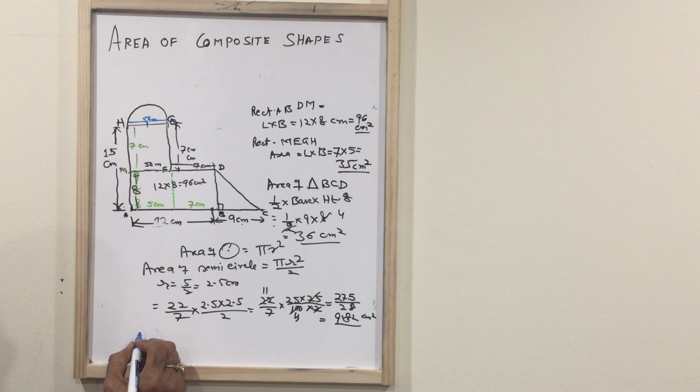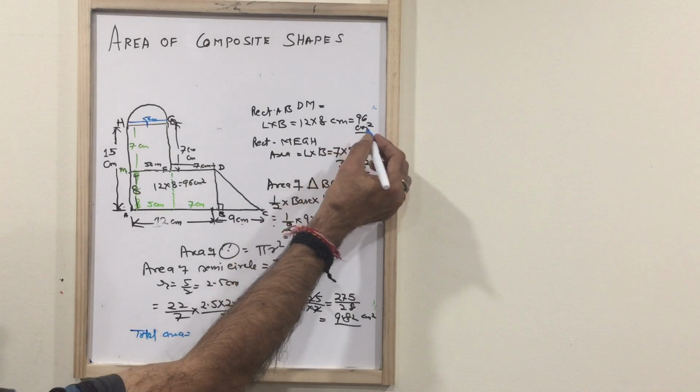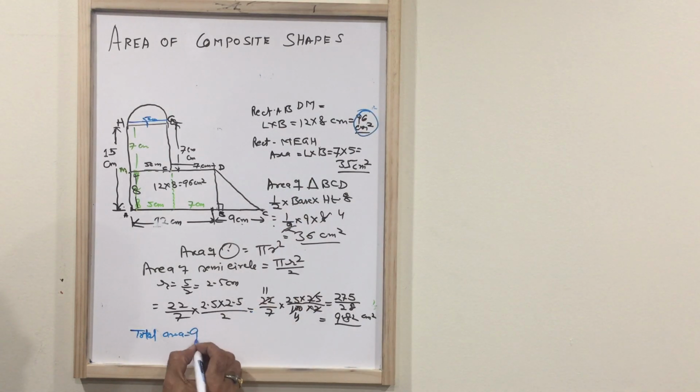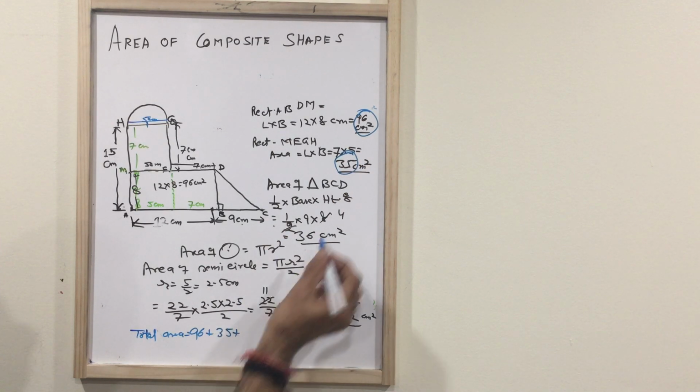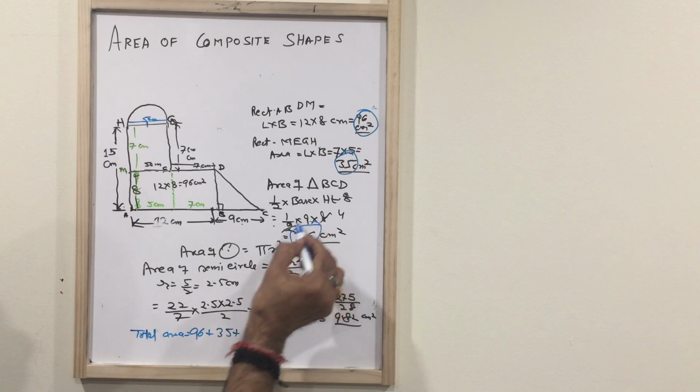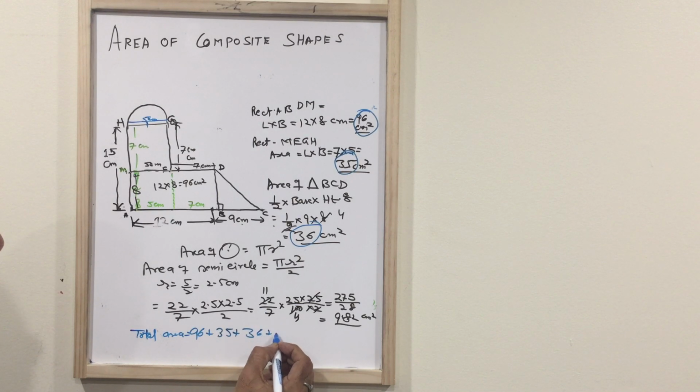So we'll add all the values and we'll come to know the total area of this composite figure. So total area is equal to, one is this 96 plus 35 plus 36 plus 9.82. So that comes to 176.82 centimeter square is our area of this composite figure.